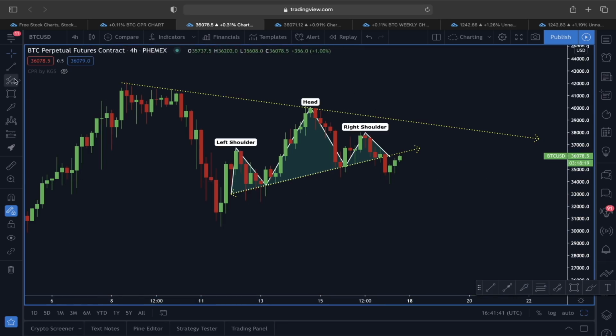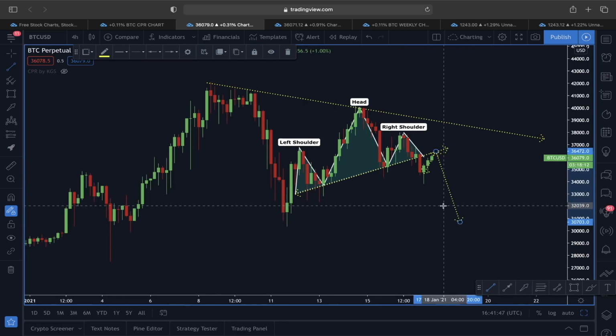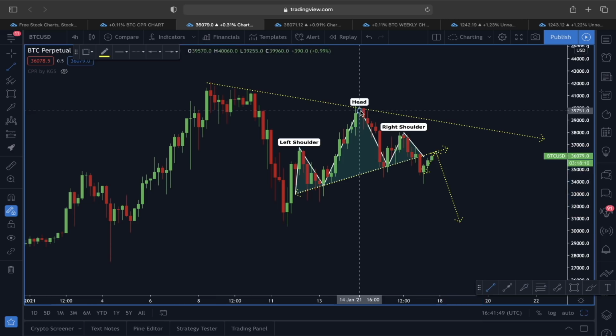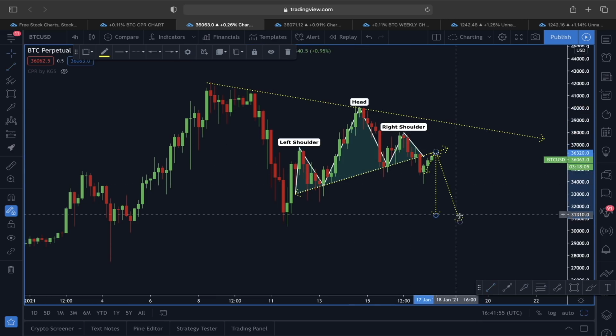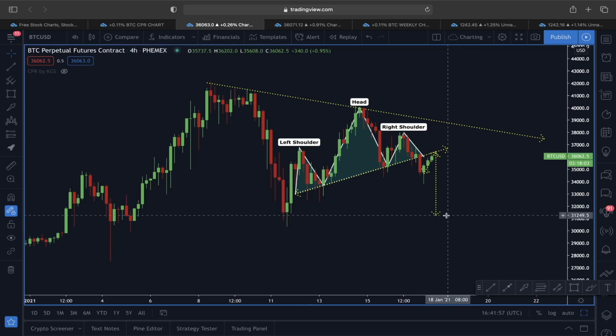Let me show you. So in that case, what could happen is price coming back again to this neckline area and then getting a move like this here in a downward direction. So if that's the move which is going to unfold, then looking at this price structure, the downward target would be somewhere around the 31,200 price level.